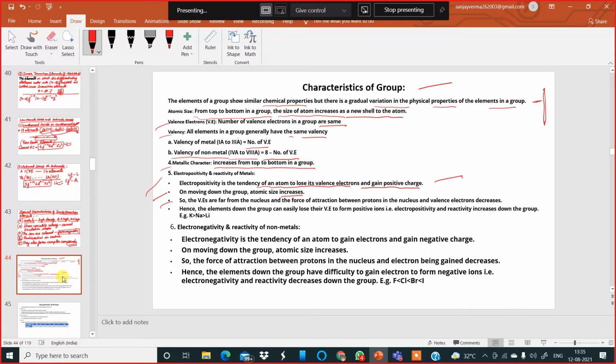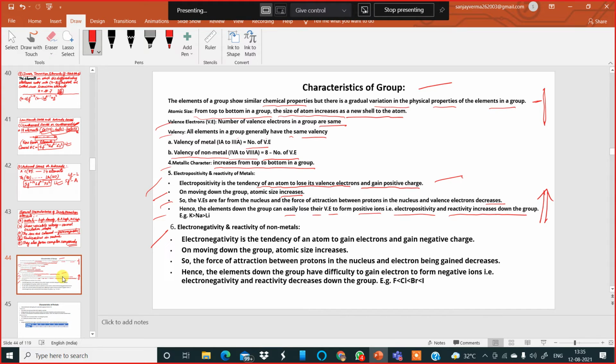The valence electrons are far from the nucleus, and the force of attraction between the protons in the nucleus and the valence electrons decreases as you move from top to bottom. Hence, the elements down the group can easily lose their valence electrons to form positive ions. That is, electropositivity and reactivity increase. So if electropositivity is increasing, the reactivity is also increasing. Remember that.